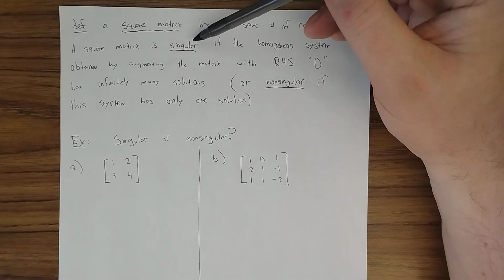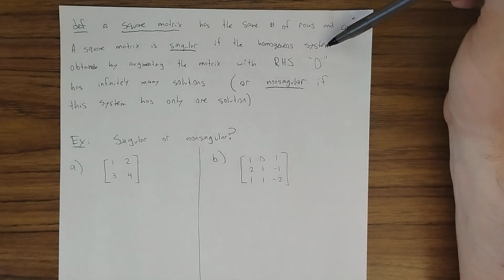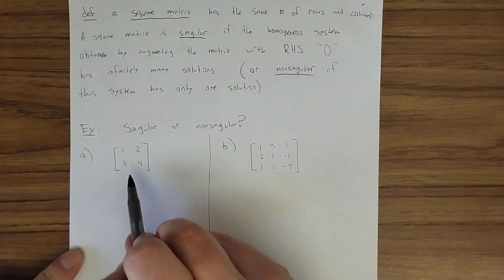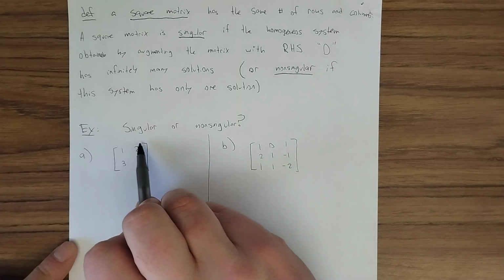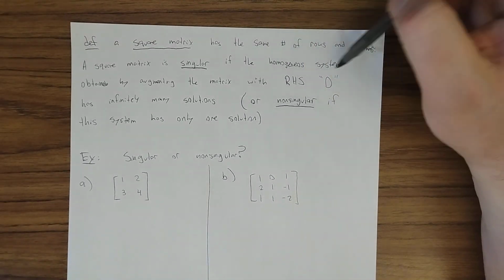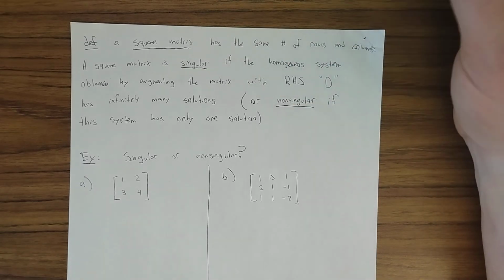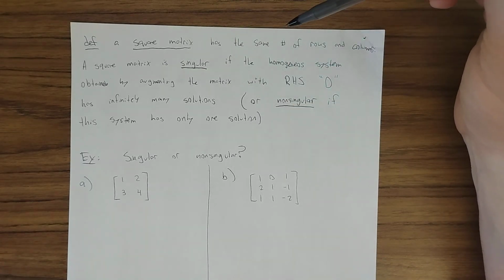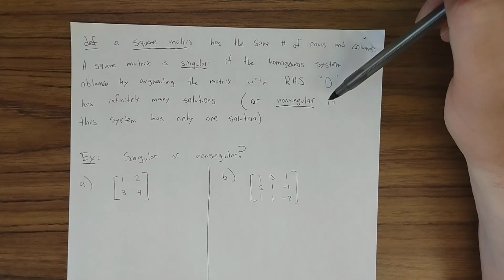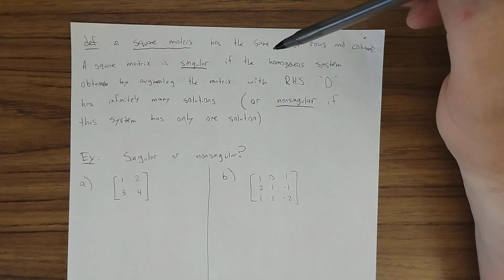A square matrix could be either singular or non-singular. We say it's singular if the homogeneous system that you get by sticking zeros on the right, so I would just copy this down, but then there would be a vertical line with zeros on the right. If that homogeneous system has infinitely many solutions, then we say that the original square matrix is singular. Of course, the other possibility is that that homogeneous system has only one solution, in which case we say that the matrix is non-singular.